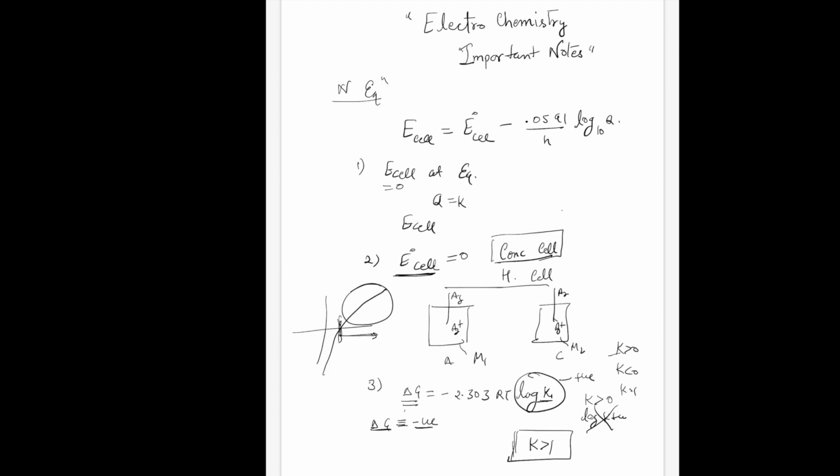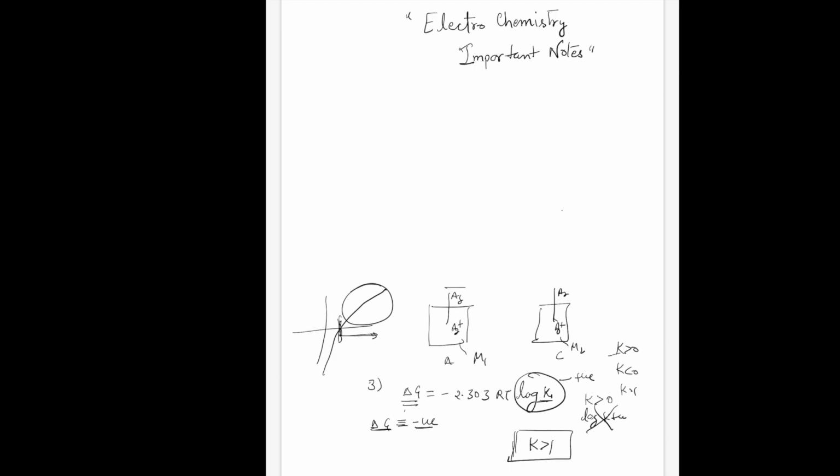The fourth point here is temperature. We use this formula, E equals E naught cell minus 0.0591 divided by n log 10 Q, only and only when the temperature is room temperature and pressure is 1 atm. The moment I have a different temperature, this will not hold. You need to put in that temperature and pressure and then calculate. People don't understand this fourth point and tend to make mistakes. So everyone write it down. These are very important segments, where if I need to make a question, obviously I'll use one of them such that you fail to understand and make some stupid mistake.